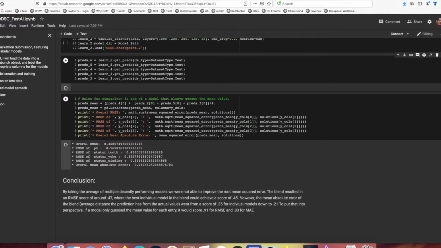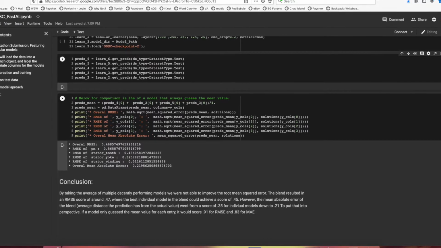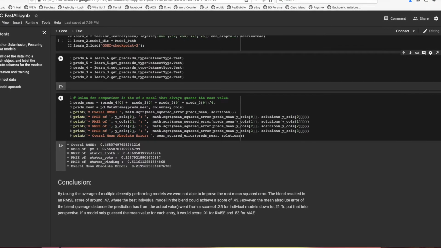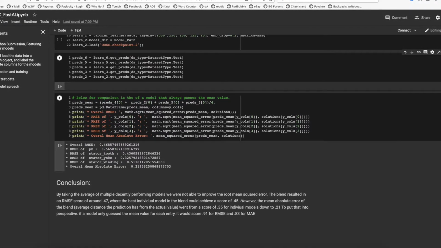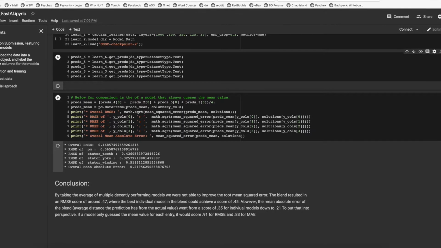To put that into perspective, if a model only guessed the mean value for every entry, it would have a score of 0.91 for root mean squared error, and for mean absolute error, it would have a score of 0.83. There is room for improvement.